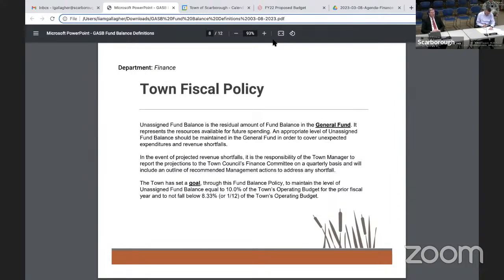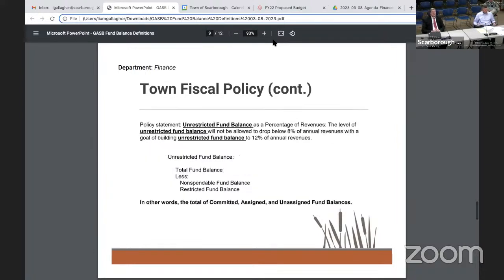I underlined and bolded the word goal there in our policy, that our current policy goal is to maintain unassigned fund balance equal to 10% of the town's operating budget for the prior fiscal year. And we're not to fall below 8.33%, which is 1/12 of a year of the town's operating budget. So that's our goal. If we go to the next slide, please.